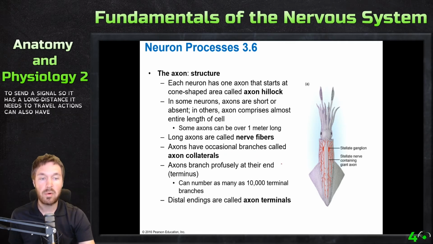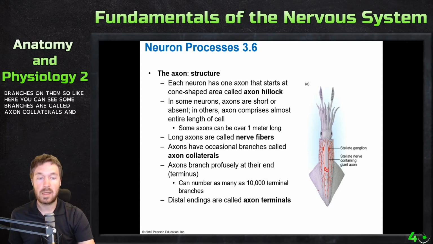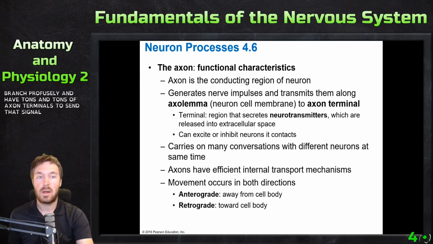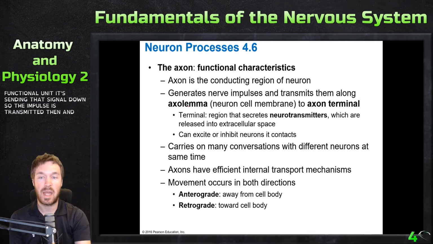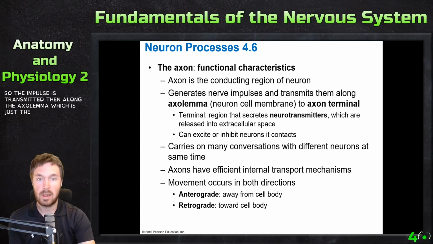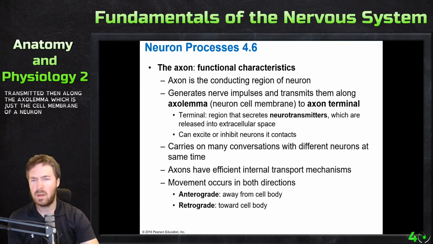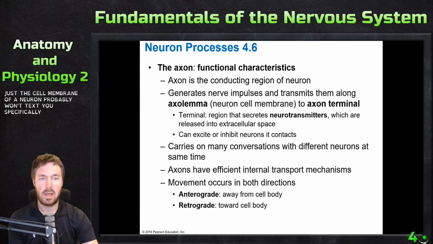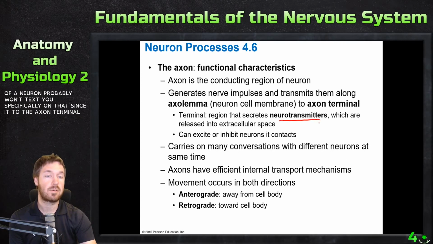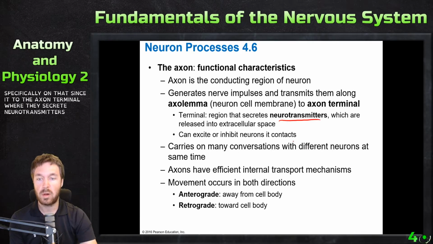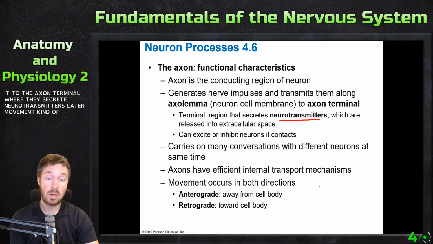Axons can also have some branches on them. Like here you can see some branches are called axon collaterals. And then at the end they branch profusely and have tons and tons of axon terminals to send that signal. So the axon is then the functional unit. It's sending that signal down, so the impulses transmit along the axolemma, which is just the cell membrane of the neuron. I probably won't test you specifically on that. It sends it to the axon terminal, where it then secretes neurotransmitters. We'll talk about those more later. Movement can occur in both directions.